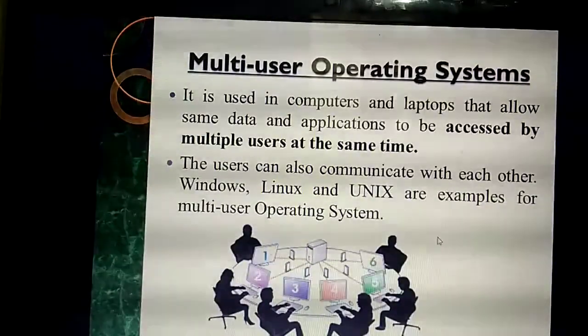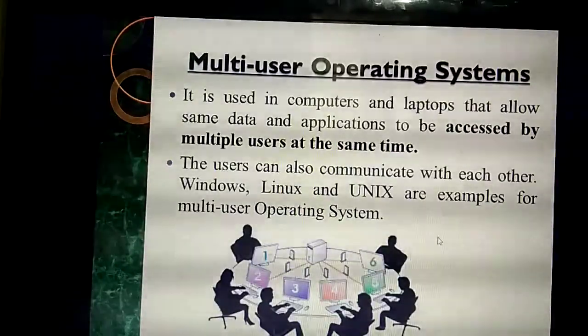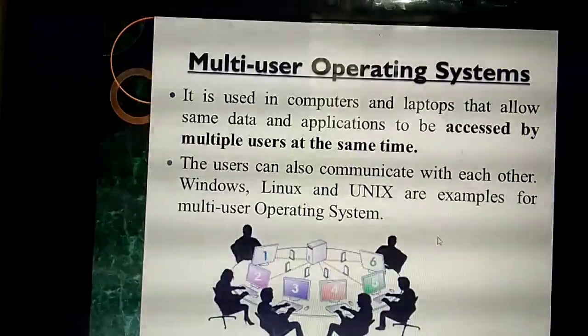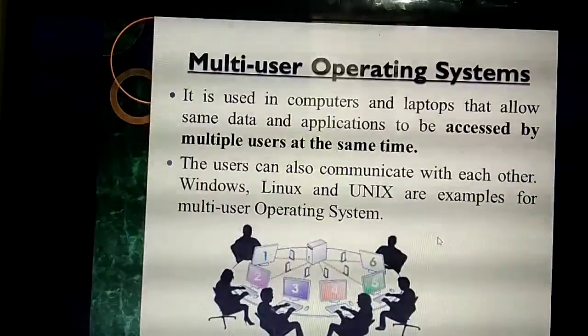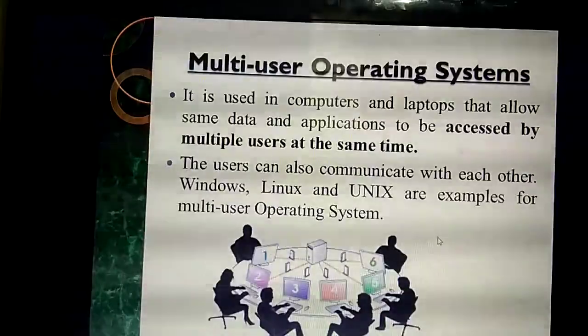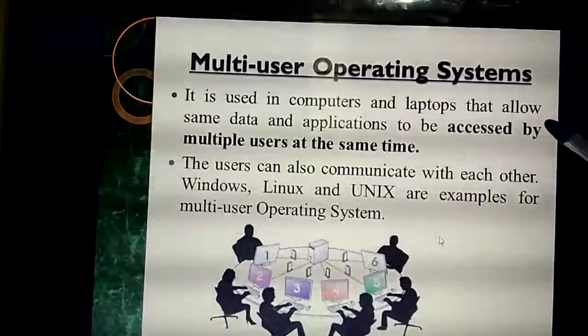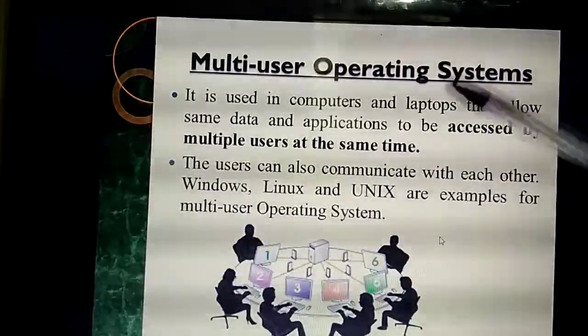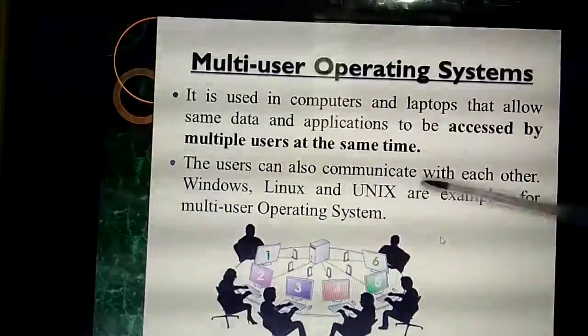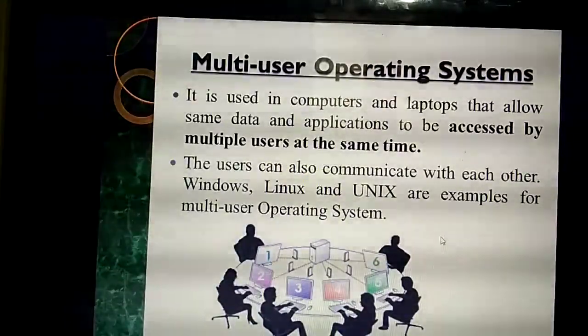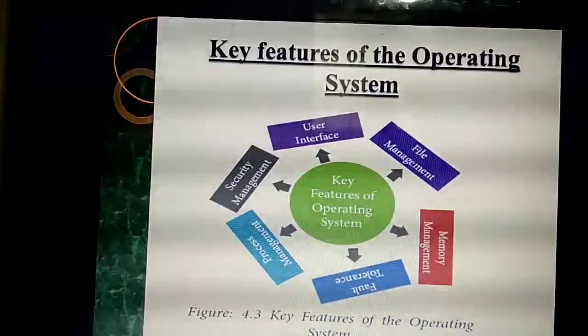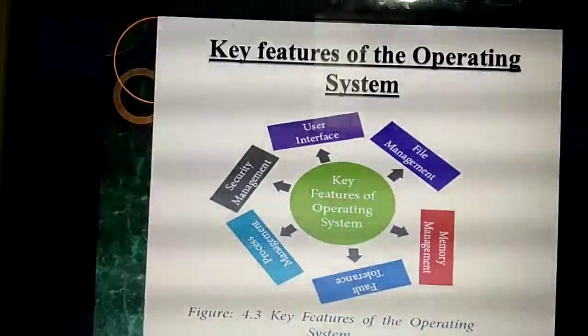Okay, sometimes they will ask for the differentiation between single user and multi-user operating system. You should differentiate and study. What's the first point you should write? Single user means only one user can perform the task. Here multiple users can perform the task at the same time. What's the next point? There users cannot communicate with each other. Second, here users can communicate with each other. What's the single user operating system example? MS-DOS. Here Windows, Linux and Unix.